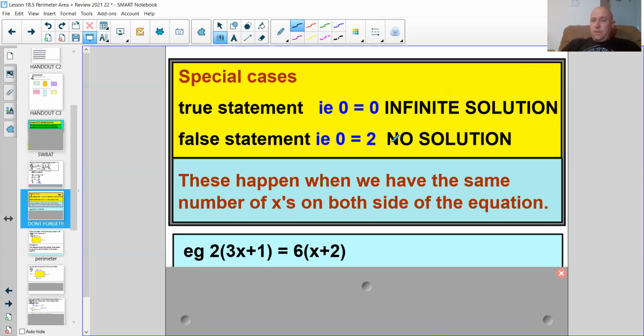Does 0 equal 2? No. So we will say no solution. On this one, does 0 equal 0? Yes. So in other words, don't pick the one that says no solution.